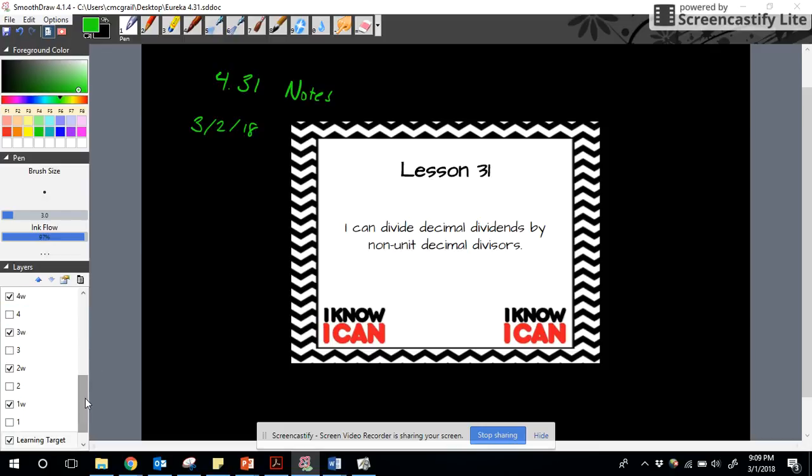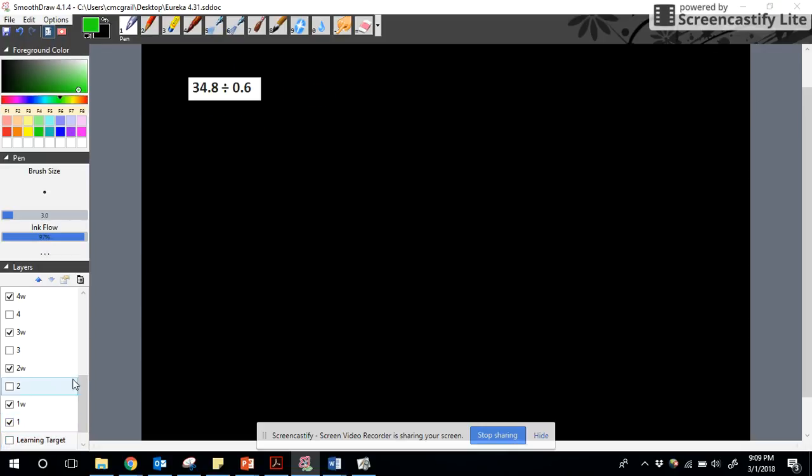Our learning target is I can divide decimal dividends by non-unit decimal divisors. So this is actually the same thing that we did a couple of days ago in lesson 30. But the numbers are just going to get a little bit more challenging. So let's go ahead and dive into question 1.